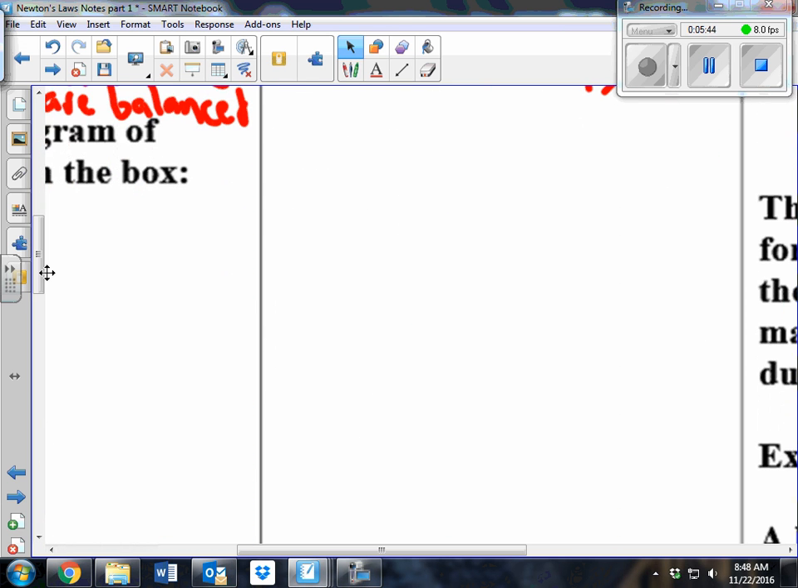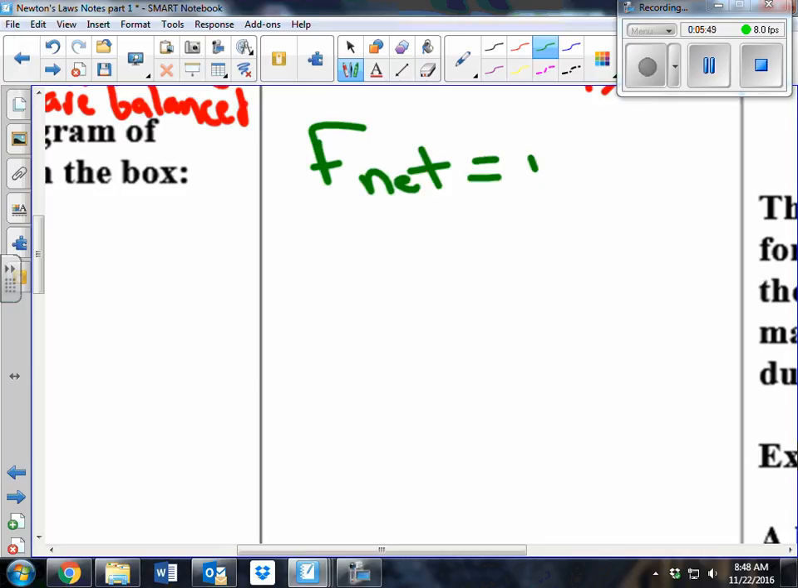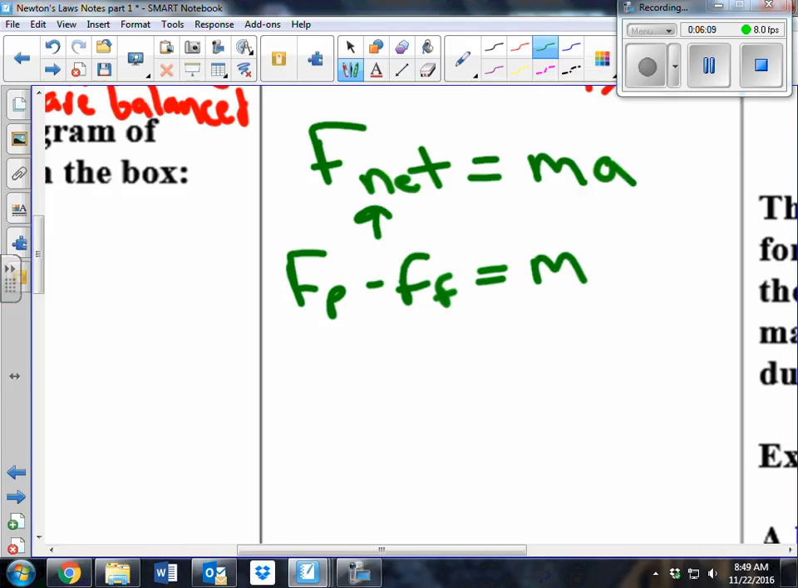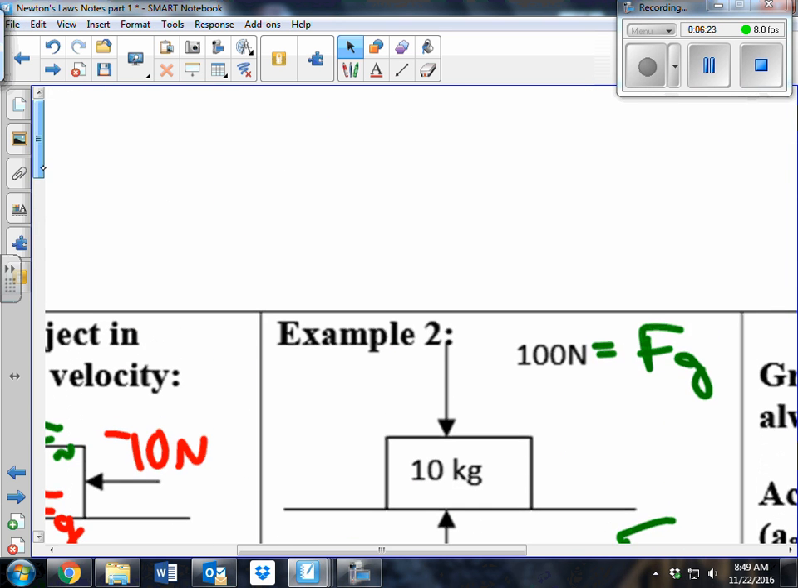So just in review, remember that F net equals mass times acceleration, but F net is the sum of the forces. So I could have a force pull minus my force of friction, or I could have two forces pushing in opposite directions. I can even have two forces pushing in the same direction, but force of the pull minus my force of friction equals my mass times my acceleration. So that's one way we can find other forces. Just remember that force net is the sum of the forces acting on the box.